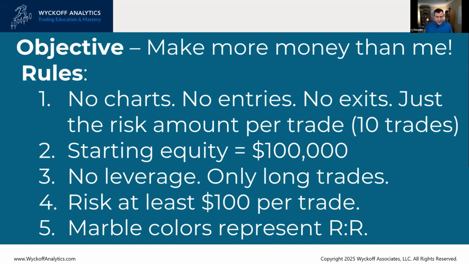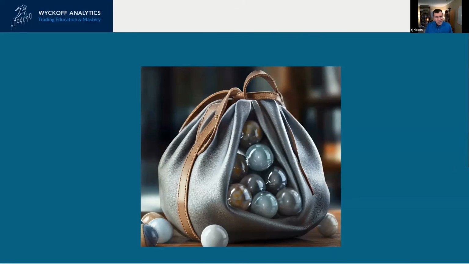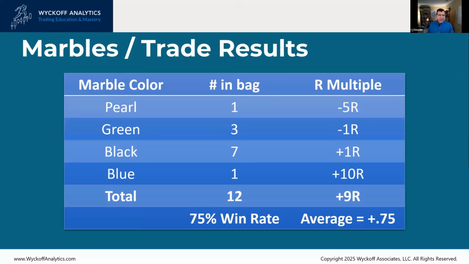I have a bowl with marbles in it that represent the reward to risk. I do have a leather bag, but it's just easier to go quicker with a few marbles in a quick game like this. Each of the colored marbles has an associated R multiple value. So in the mix is one pearl colored marble. It has a -5 R multiple.